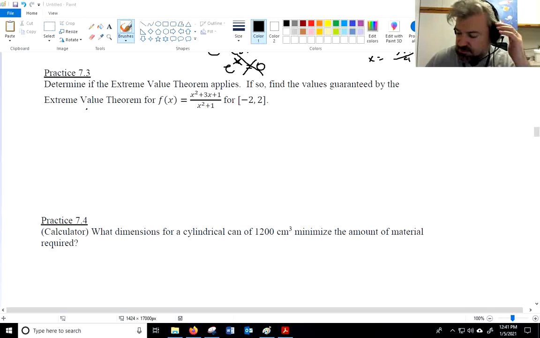All right, let's go over this one. First of all, we need to see if f is continuous on this interval. That's how we know if the extreme value theorem applies.